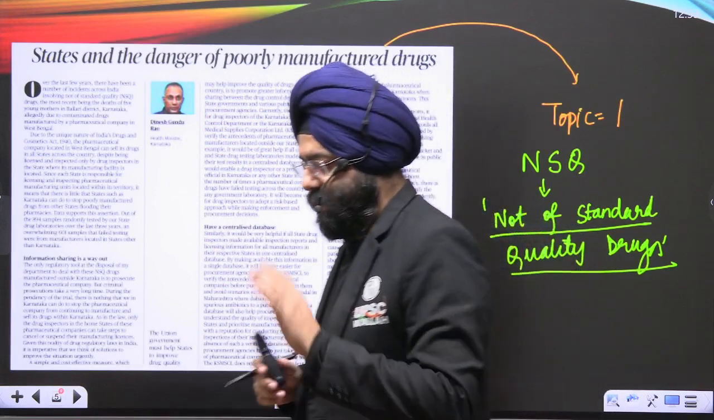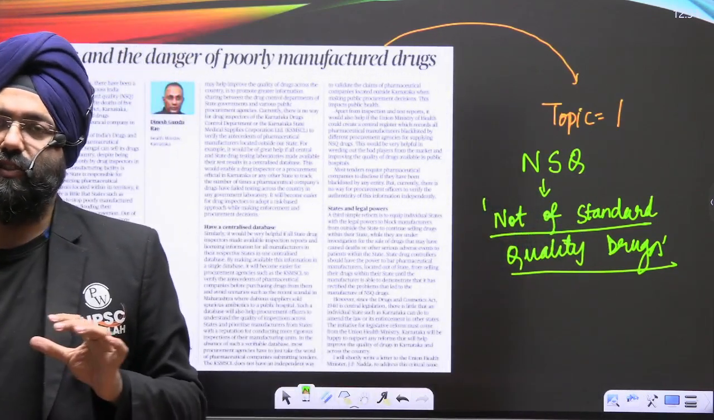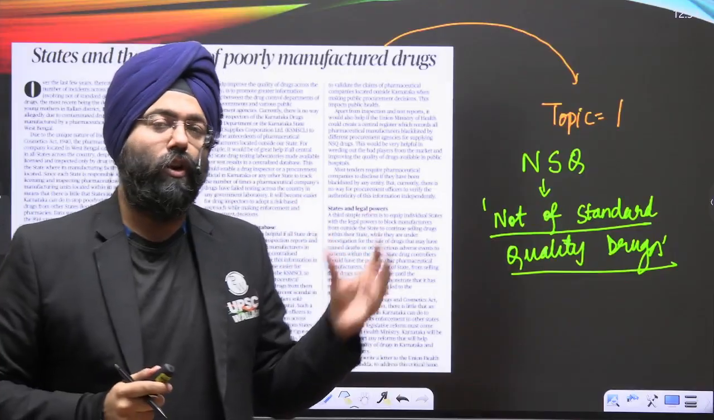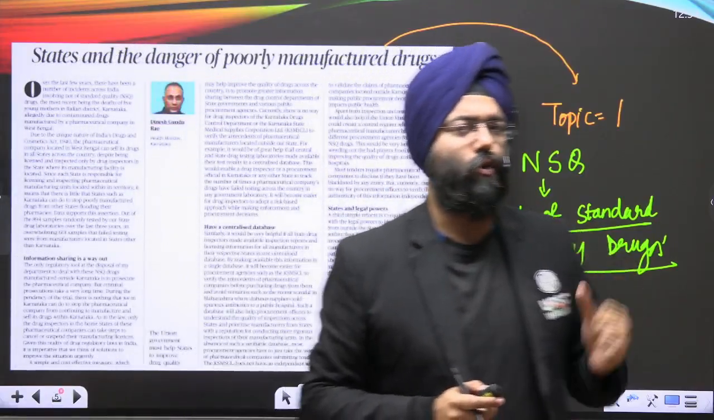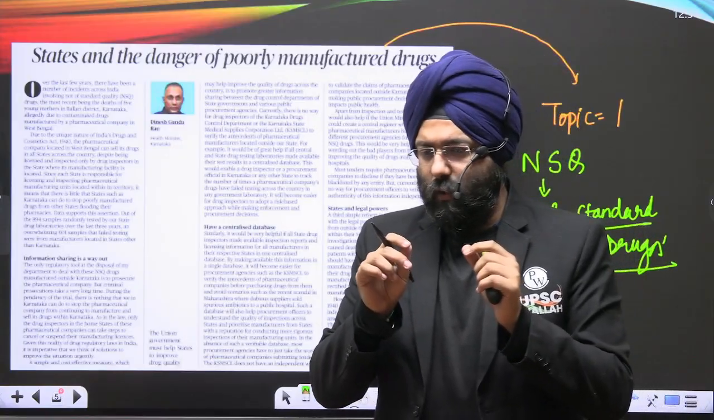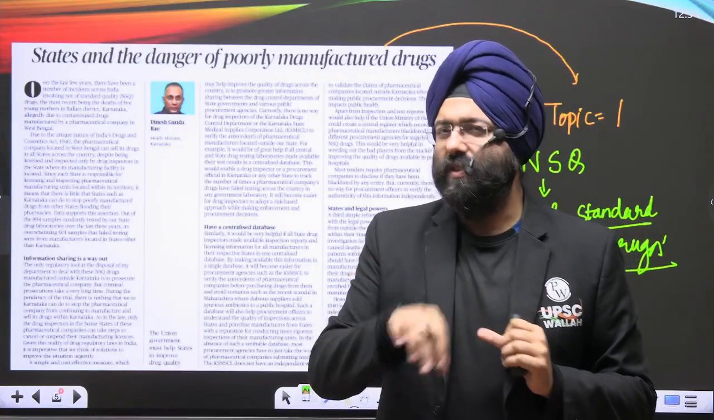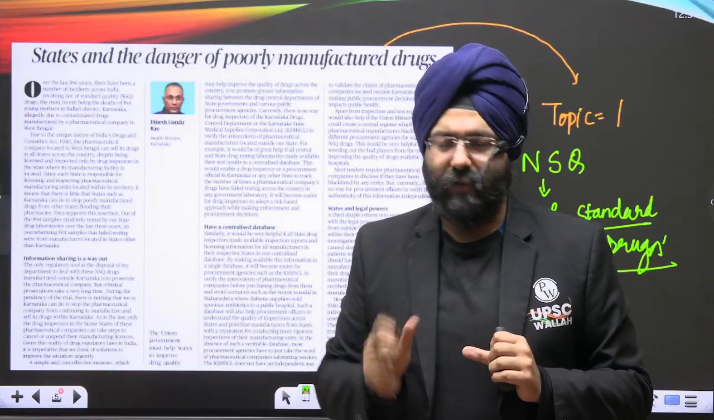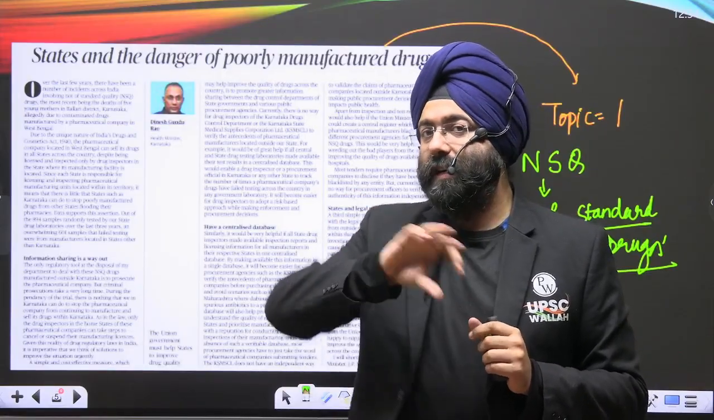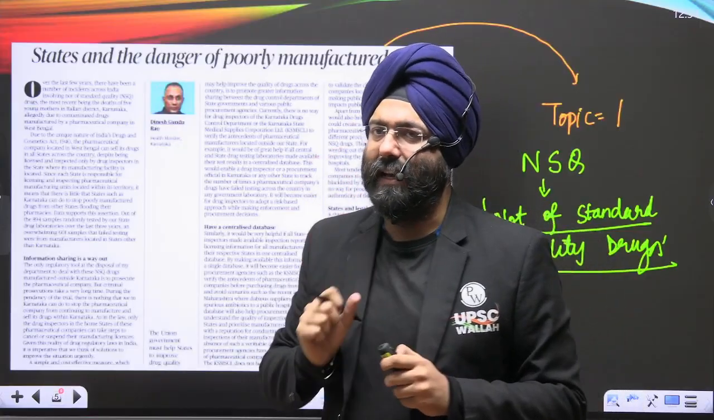So this particular article mentions the drugs which are not of standard quality. So what are the reasons behind it? What are the dimensions associated with that? What are the regulatory dimensions associated with it? Basically it comes into limelight. So we will be covering a holistic picture. Let's see and analyze what the dimensions are.